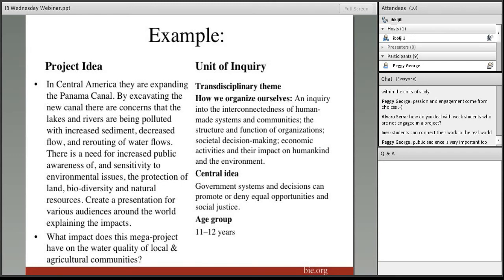Their driving question: what impact does this mega project have on water quality of local and agricultural communities? This is about how we organize ourselves, how government systems and decisions can promote or deny equal opportunities and social justice. So here is the PBL project idea connected to a PYP unit of inquiry, with a driving question, with a public audience, and with a project idea that's challenging for students.